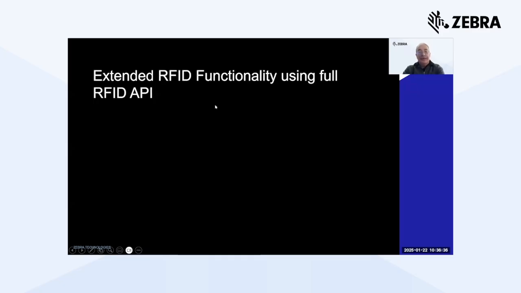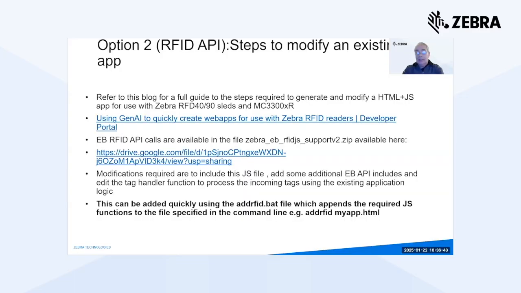So that was method one. Method two was to use the full RFID API. And there's a few slides here just to pick out some of the features there. If we use option two, to use the full RFID API, I've got a similar method to merge in the required support. So there's a different blog which you can access through that link again on our developer portal, and there's a different set of support files which are included in this file that's available at that link. But it's the same sort of method.